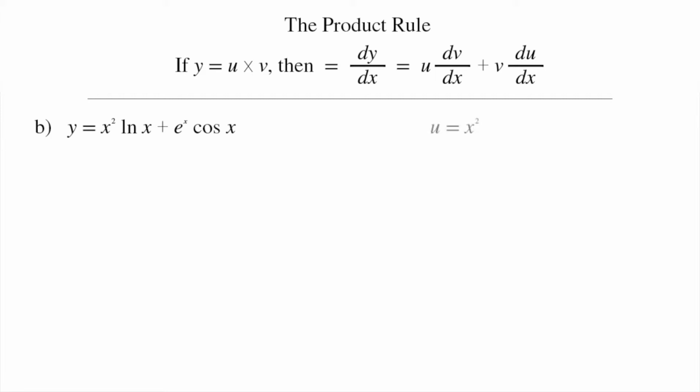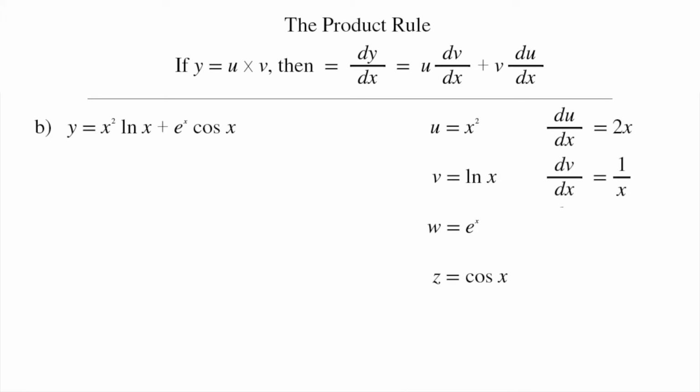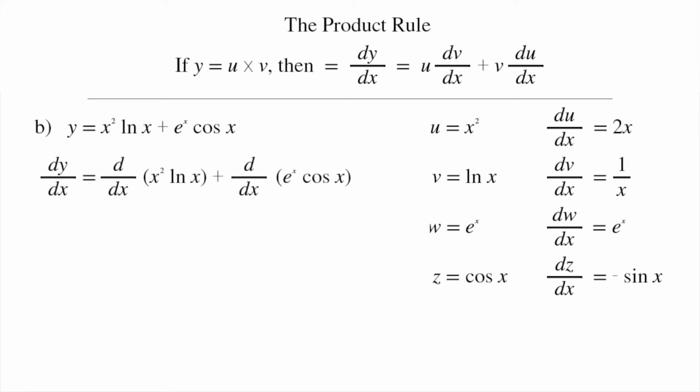Let's put u equal to x squared, v equal to ln x, let's say w is e to the x, and z is cos x. Then du by dx is 2x, dv by dx is 1 over x, dw by dx is just e to the x again, and dz by dx is negative sine x. So we can now differentiate y using the product rule we stated at the beginning of the video. We'll just have to use it twice.